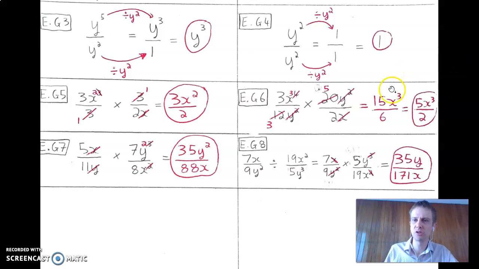If you leave your answer like that in my iMaths, obviously it's wrong. So don't do that. You need to fully simplify. Always just check that it's fully simplified.